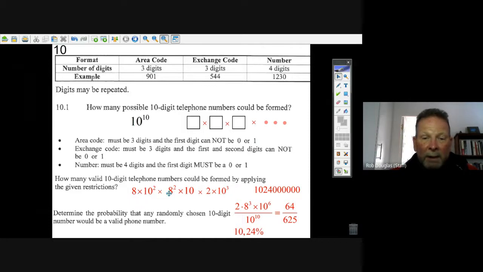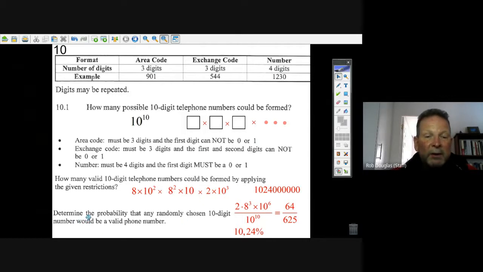Well, 8 times 8 squared is 8 cubed. This is 10 squared times 10, 10 to the 6. So it's 2 times 8 cubed times 10 to the 6. If you put that in your calculator, you'll get 1,024 million. That's how many telephone numbers. That's 1 billion, 24 million. So, okay, that's it. That's how many telephone numbers.